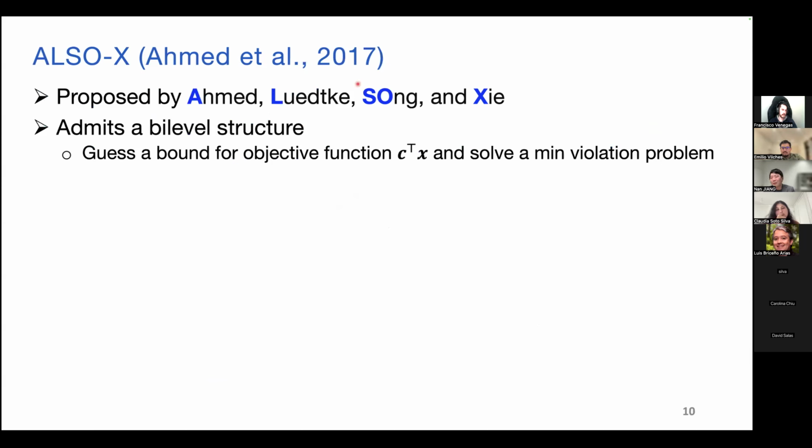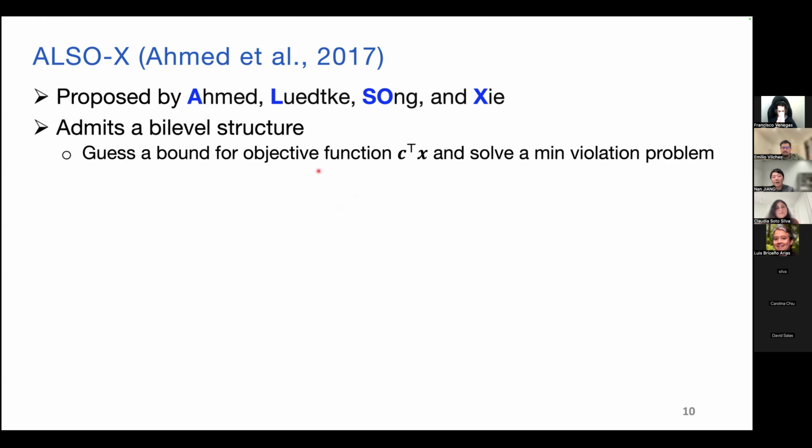So back to 2017, Professor Ahmed, Professor Luedtke, Professor Song, and Professor Xie, they have one paper. In their paper, they call it a heuristic. This heuristic has a bilevel structure, and we are going to talk about what is the bilevel structure here. And at that time, they just provided a heuristic. But later on, when I started my PhD, I started to look at this heuristic, and with my advisor, we actually renamed this heuristic as also X. The idea is to say this is also excellent. So we are going to show you why this is also excellent.